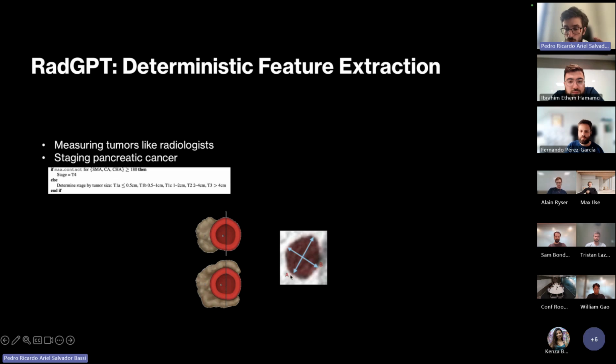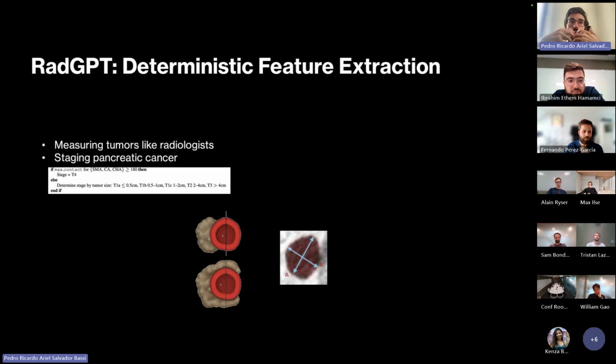So for the slice with the largest diameter, we take this diameter and the perpendicular one. And in the report, we write down these two diameters. This follows the way radiologists measure tumors. And another important deterministic algorithm is the staging algorithm. So this is the pancreatic staging algorithm.